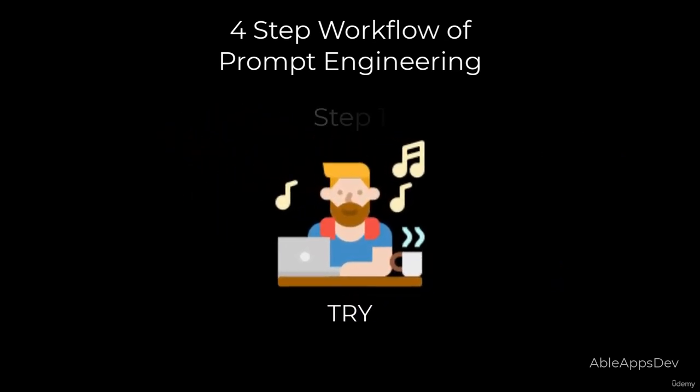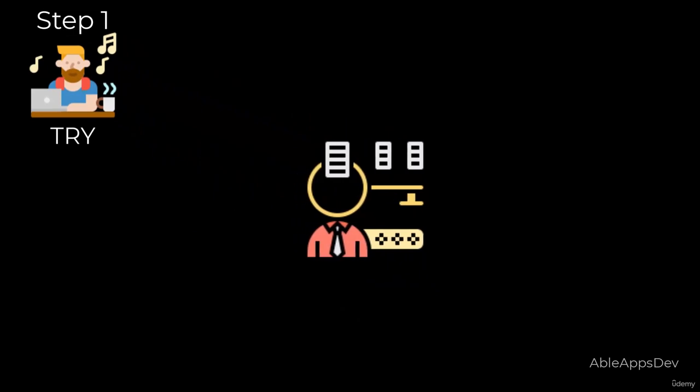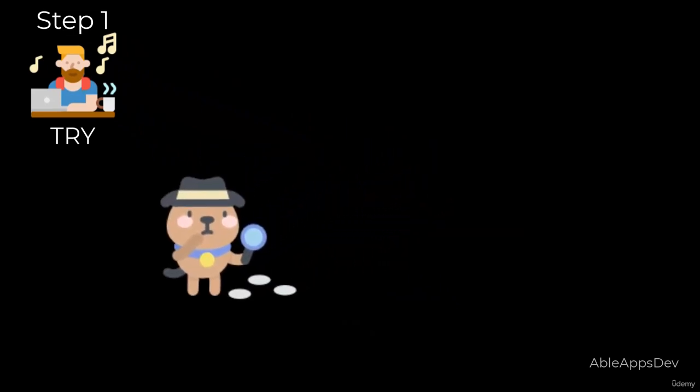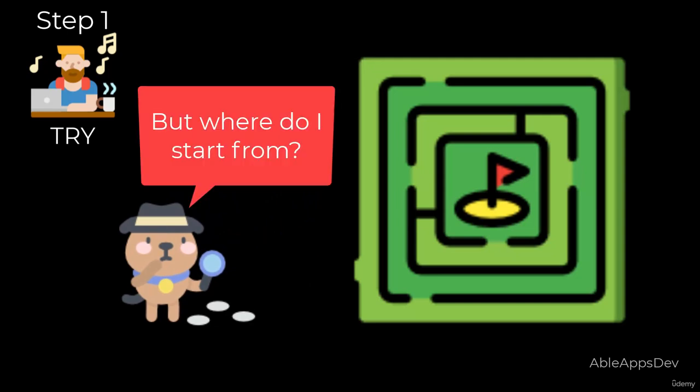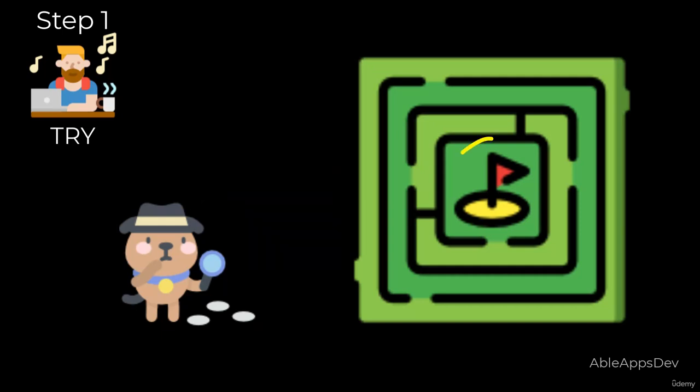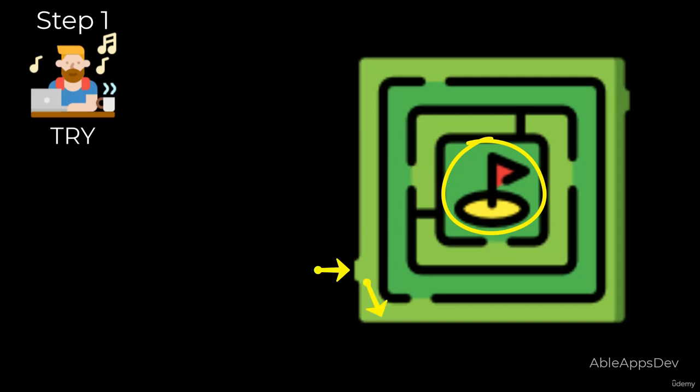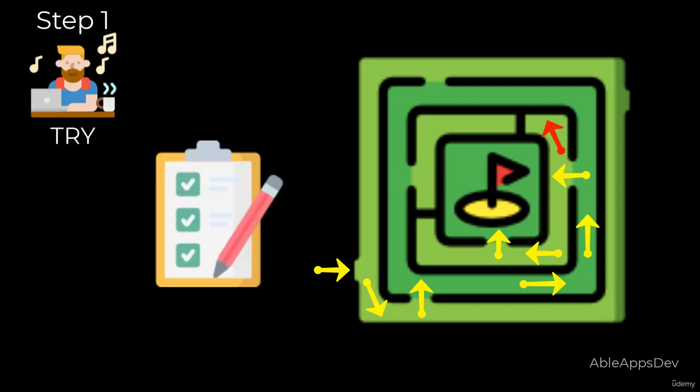The first step is try. Prompt engineering is a lot like hacking into a system or detective work. There's a lot of trial and error involved. So as a prompt engineer, you have to get used to trying a lot of things. But before you can try, you need to know what you're trying to achieve, right? So an ideal outcome is defined, and then a process of iterations begins to reach that ideal outcome. Whatever you try, something will work, something will not work. And for every step you try, keep documenting the steps and the results.